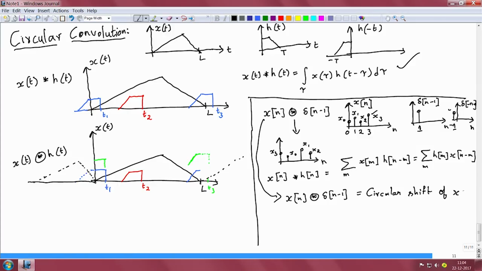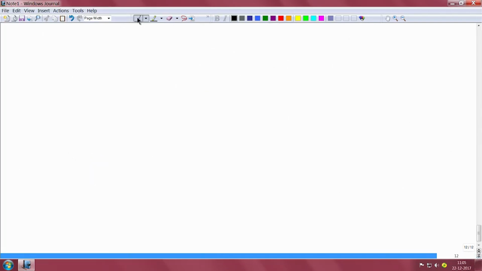Shift of x of n minus 1. So, now this gives us what a circular convolution is. So, now we use this property of circular convolution to look into the problem. So, for this particular problem we have the input signal x of n.